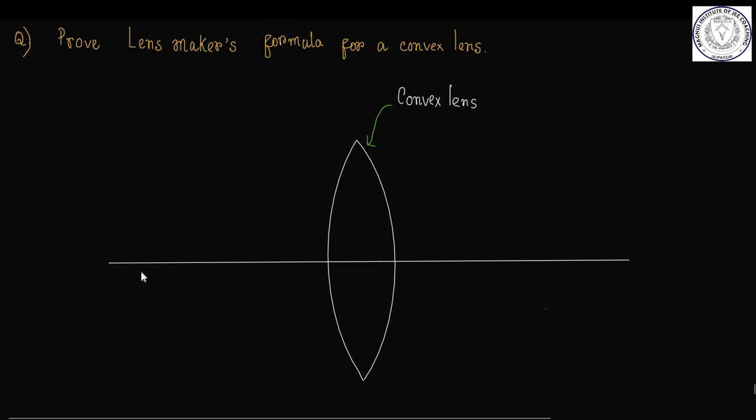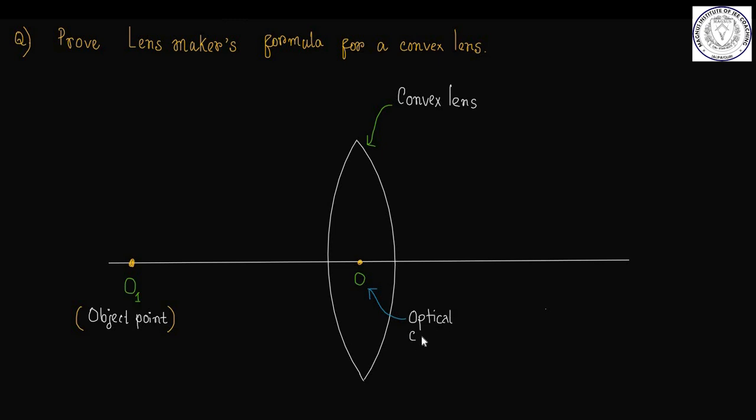And we can denote an object point O1 placed on the principal axis of the convex lens. O is the optical center of the lens. Here O is the optical center, the no deviation point, the optical center of the lens.